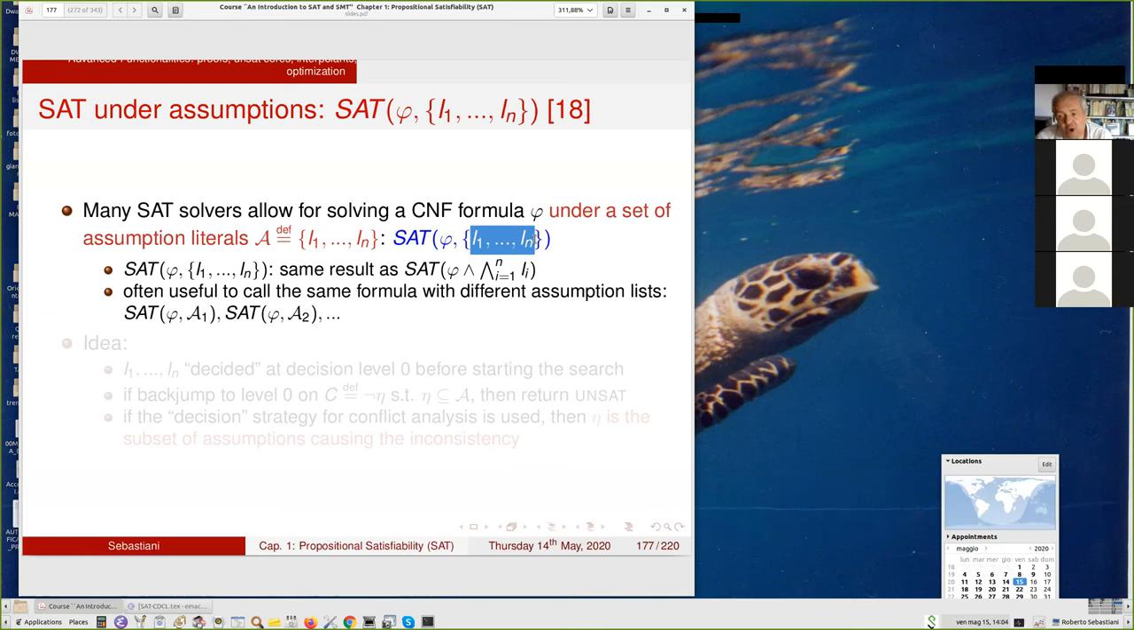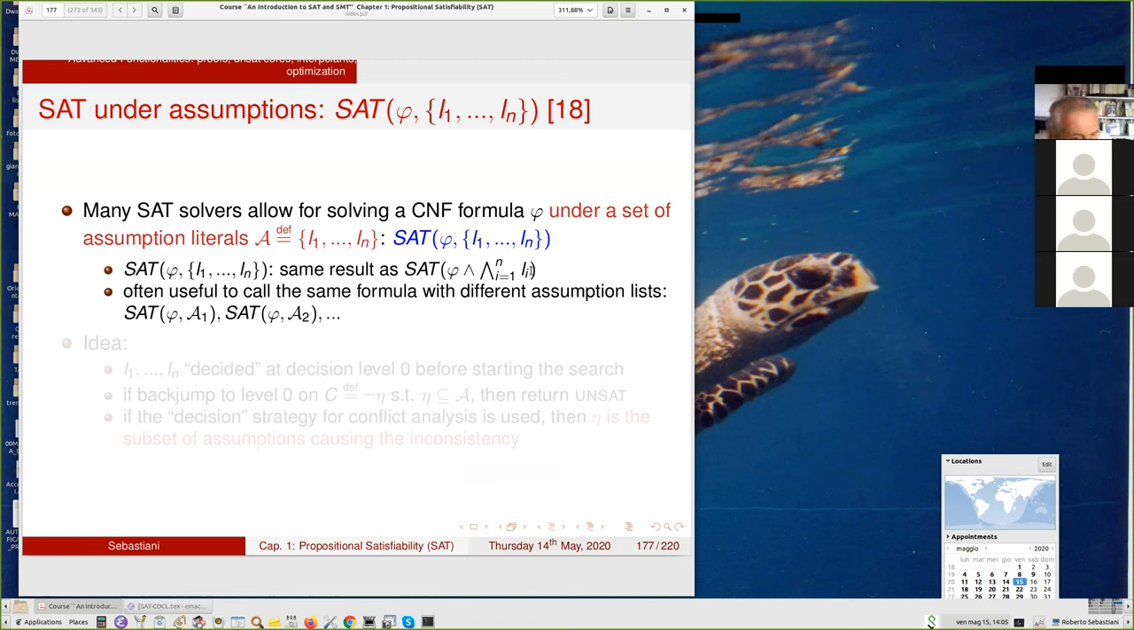From the purely logical, input-output perspective, this problem is logically equivalent to solving the satisfiability of phi and the conjunction of those literals, okay? So assuming L1, LN, then solve phi. Logically speaking, this problem is conceptually analogous to SAT of phi and the conjunction of the literals. However, why do we want that?